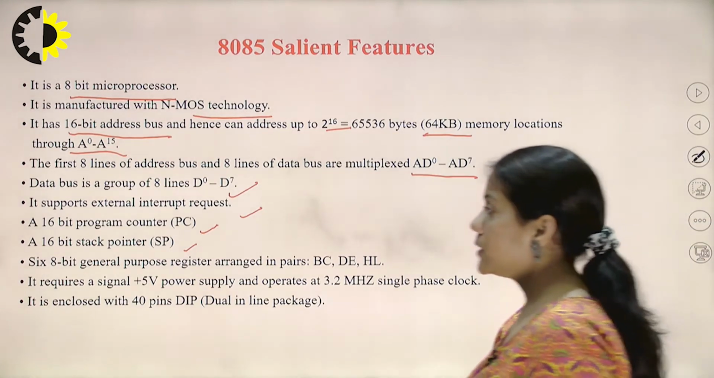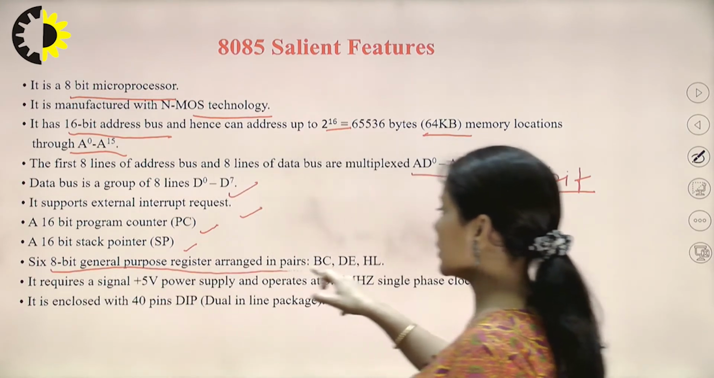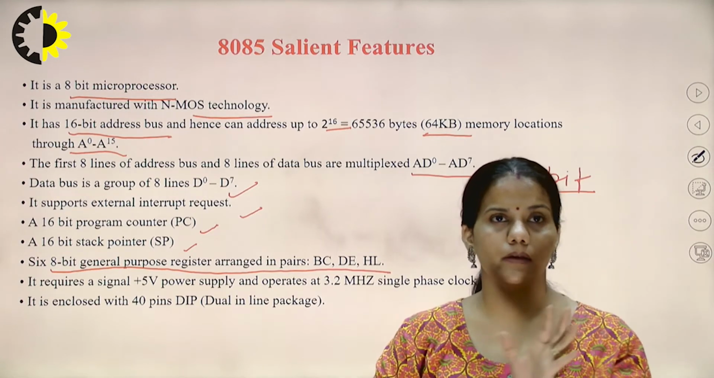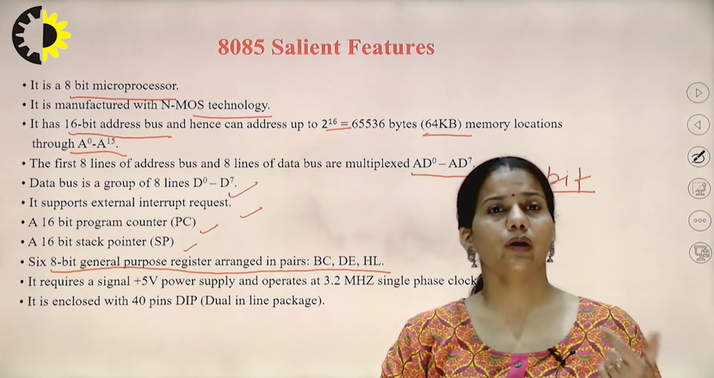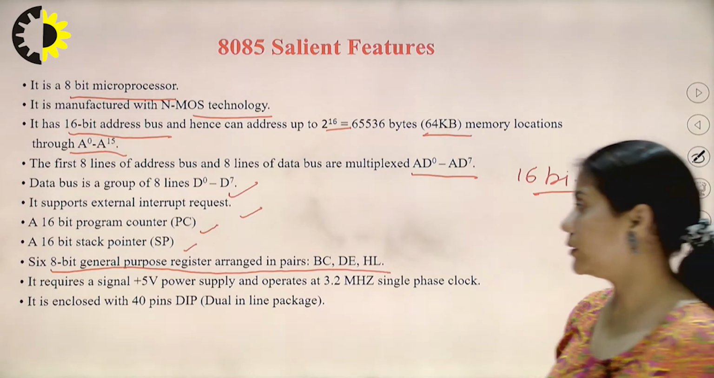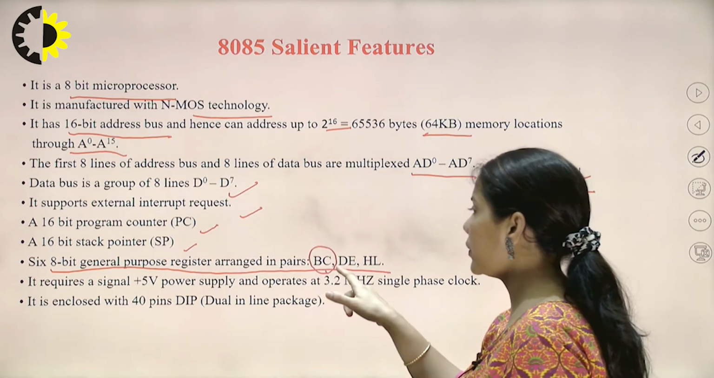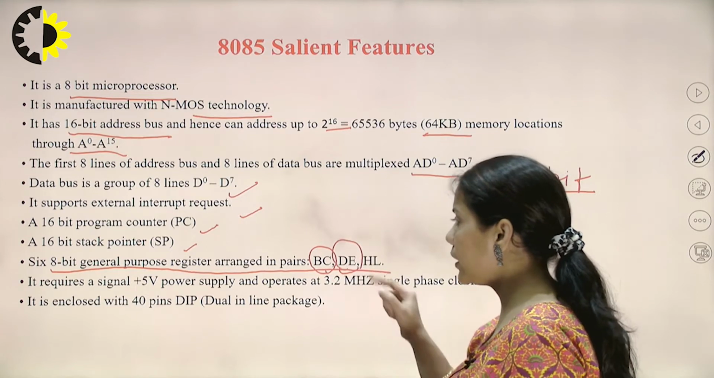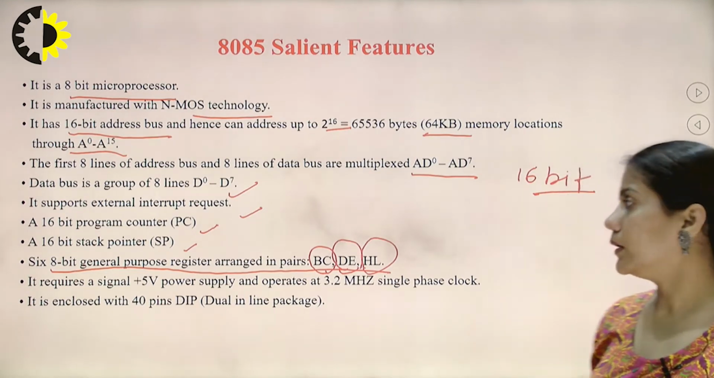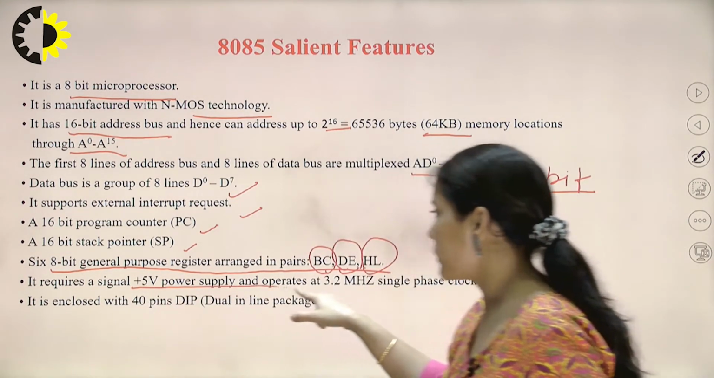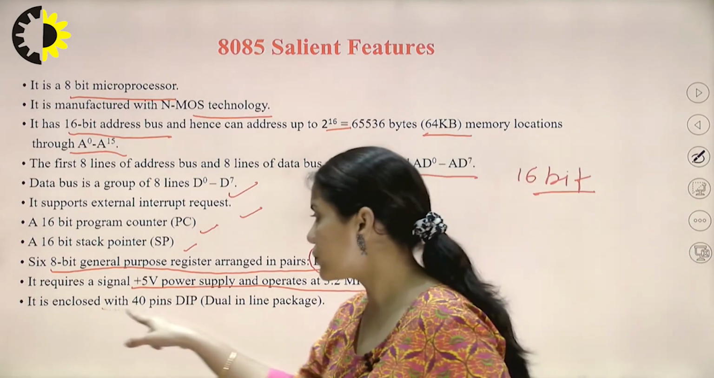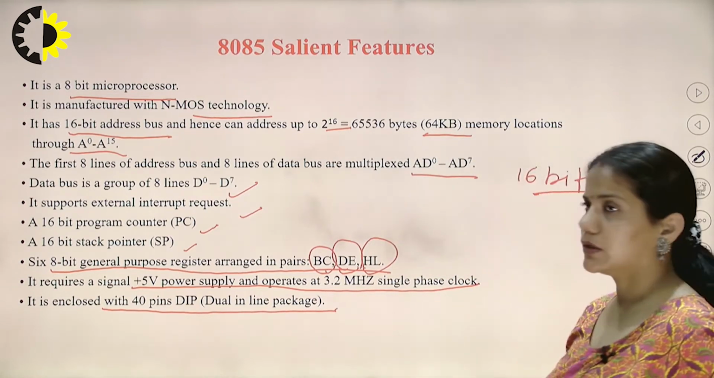There are 6 8-bit general purpose registers arranged in pairs. That is, these are 8-bit registers B, C, D, E, H, L. These are all 8-bit registers, but when we want to use them as 16-bit registers, they can be paired. But these pairs cannot change. B and C can be paired together, D and E can be paired together, and H and L can be paired together. It requires a single plus 5 volt power supply and operates at a 3.2 MHz single phase clock. It is enclosed in a 40-pin dual inline package, that is the DIP package.